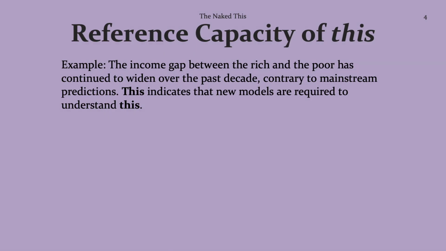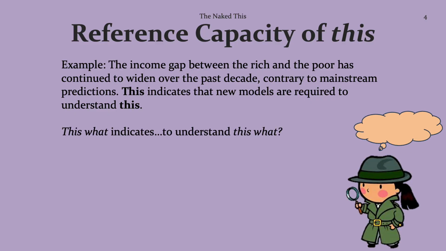Now, what happens when there isn't a clear reference, or it is too complex, as is usual in academic writing? Let's see this example. The income gap between the rich and the poor has continued to widen over the past decade, contrary to mainstream predictions. This indicates that the new models are required to understand this. The second sentence is very unclear. To understand this, we have to become detectives to try and understand what the writer wrote.